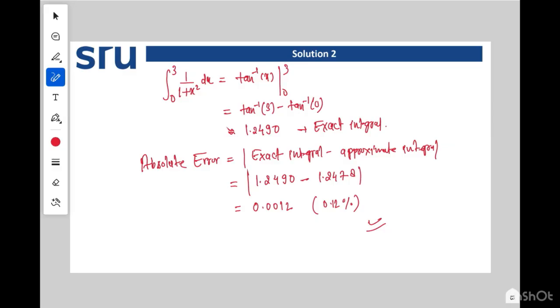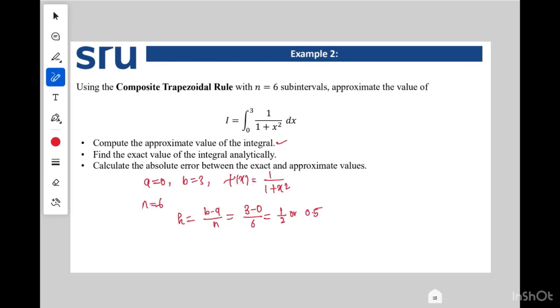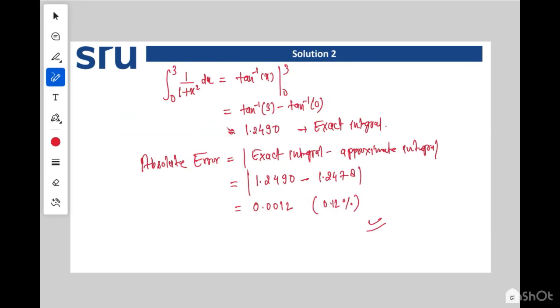So your approximate integral value is very close to the exact integral value, okay. So this is all about the composite trapezoidal rule, okay.